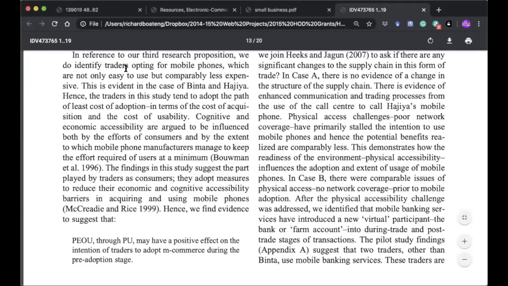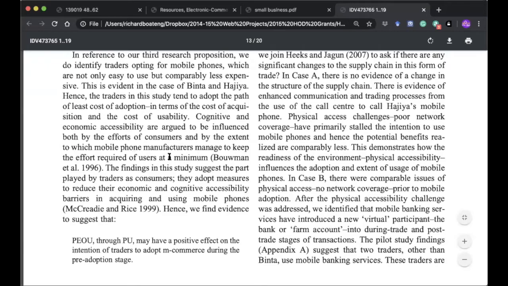we do identify traders opting for mobile phones which are not only easy to use, but comparably less expensive. We saw the same thing in the Ghana case. This is evident in the case of Binta and the case of Hajia. Hence, the traders in the study tend to adopt the path of least cost of adoption, in terms of the cost of acquisition and the cost of usability. Cognitive and economic accessibility are argued to be influenced by both the efforts of the consumer and by the extent to which mobile phone manufacturers manage to keep the effort required of users at a minimum.